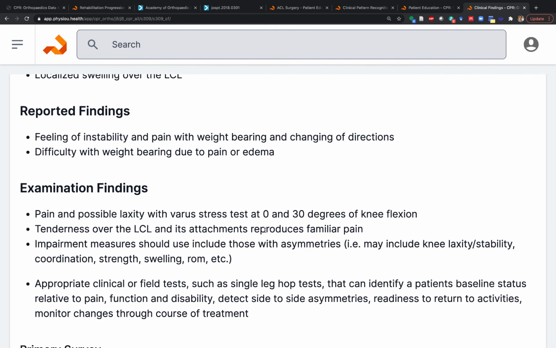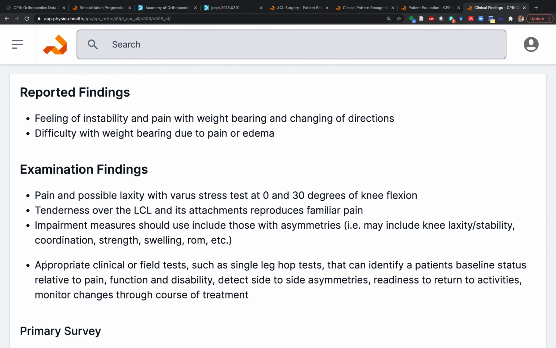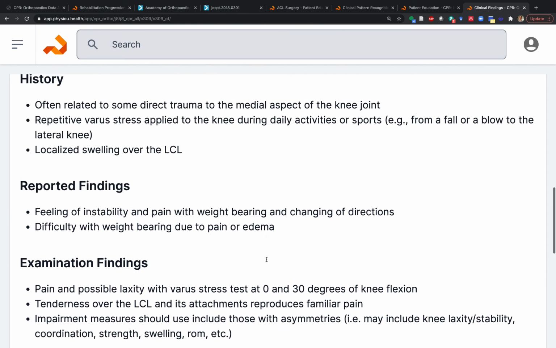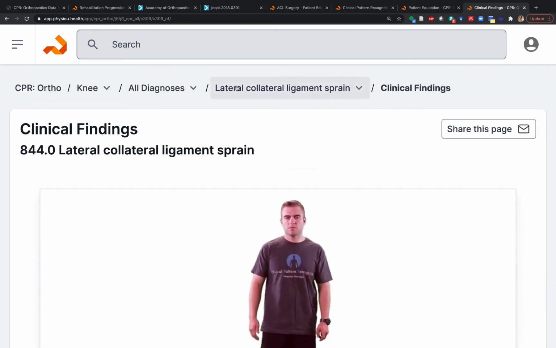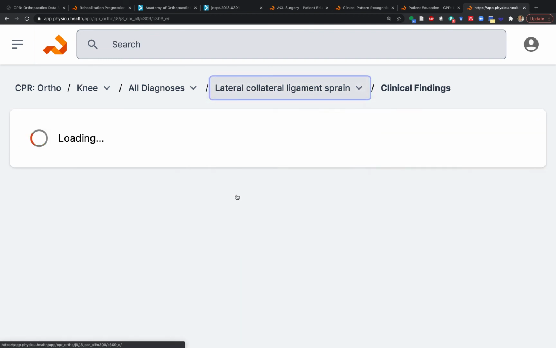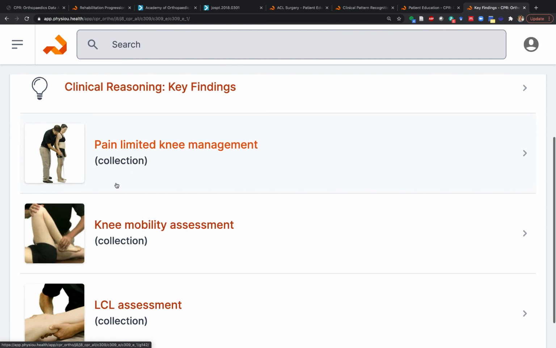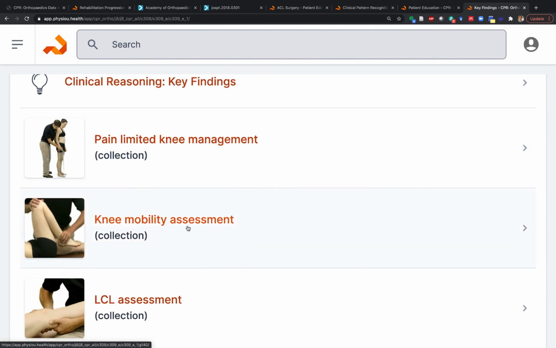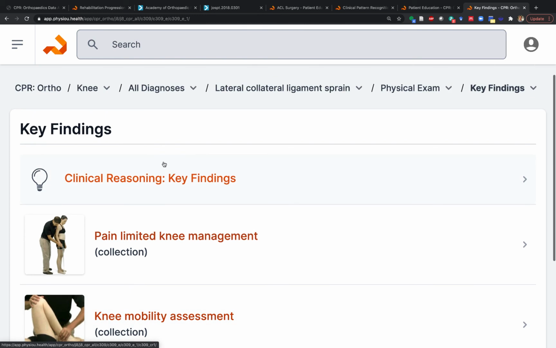And just like with any other ligament problem, we stress it, we palpate it, and then we measure impairments, right? Stability and laxity, strength, swelling, range of motion, coordination. And again, you see the mention here of using these hop tests when it is appropriate. Okay, so I think the only thing I'm going to show here that's different is when you go into the condition and you look at the physical exam, you'll see that the examination is very similar. I need to look at mobility. I can look at strength if I need to. That's part of my associated impairments.